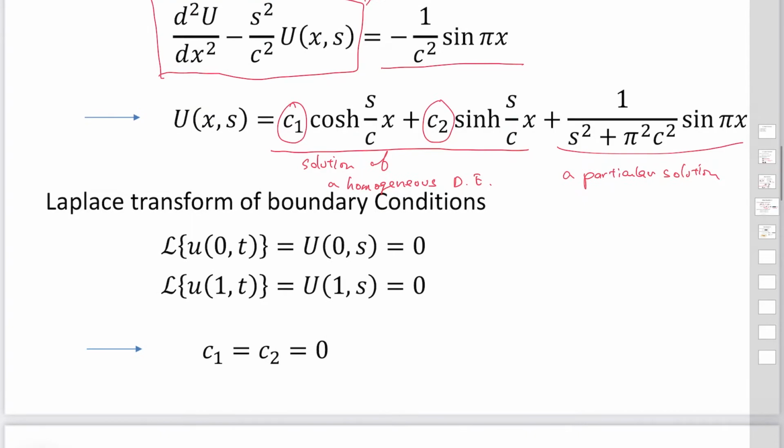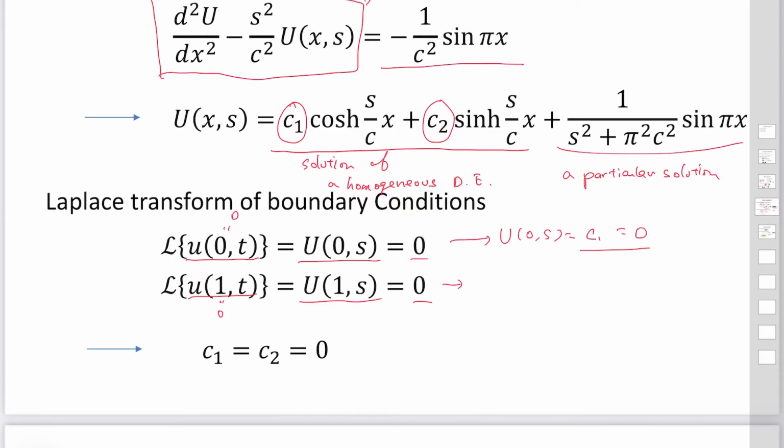Then we need to Laplace transform the boundary conditions as well. The u at x equals 0 and x equals 1 are both 0, so the Laplace transform also becomes 0. So capital U at x equals 0 is 0, and U at x equals 1 is 0. From the first equation, U at 0, s becomes hyperbolic cosine 0, which is 1, times c sub 1. And hyperbolic sine 0 is 0, and sine 0 is 0. So c sub 1 equals 0.